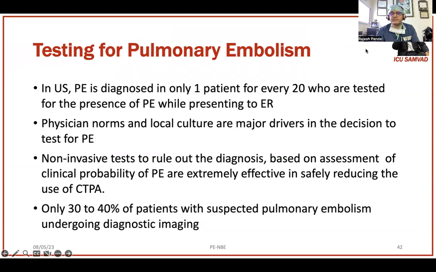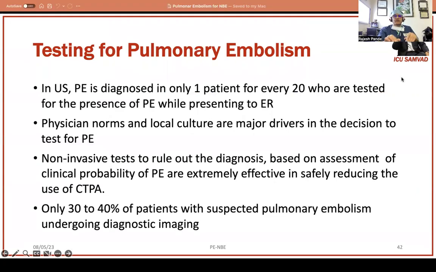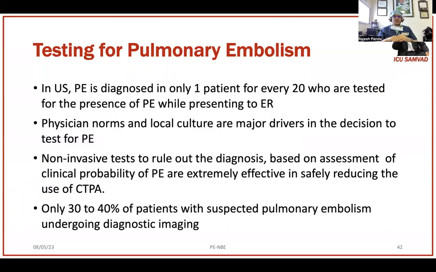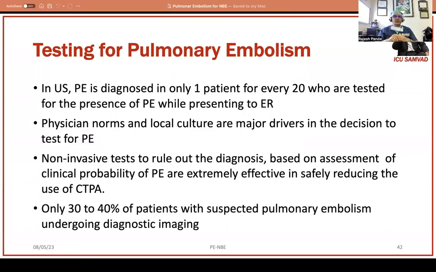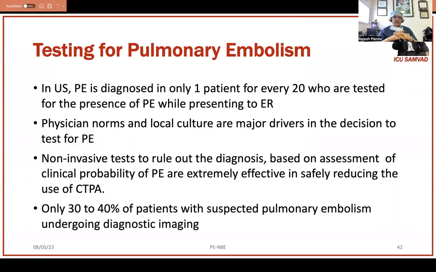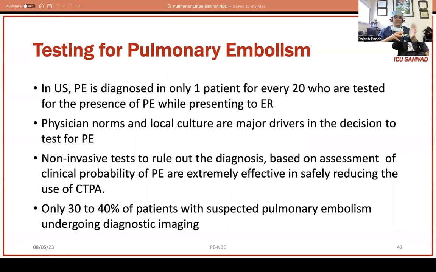Testing for pulmonary embolism. In the US, of 20 patients who they are testing, only one comes out positive for pulmonary embolism in the ER. It's very important that physicians realize that pulmonary embolism as an entity exists. So physician norms and local hospital culture are major drivers in the decision to test for pulmonary embolism. Over the last decade or so, 1.5 decades, the scene has changed. Now the orthopedicians are very, very sensitive to the development of DVT and pulmonary embolism. So that is why you have seen that the case fatality rate is going down and the pickup rate is going up.